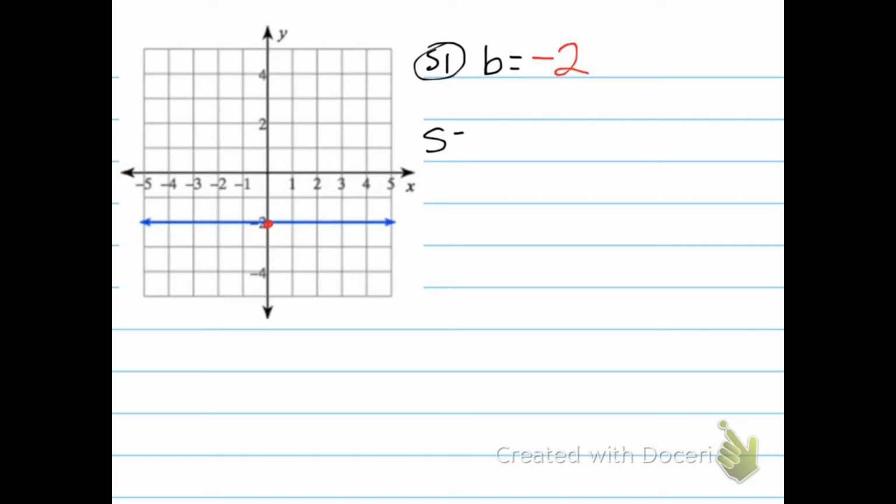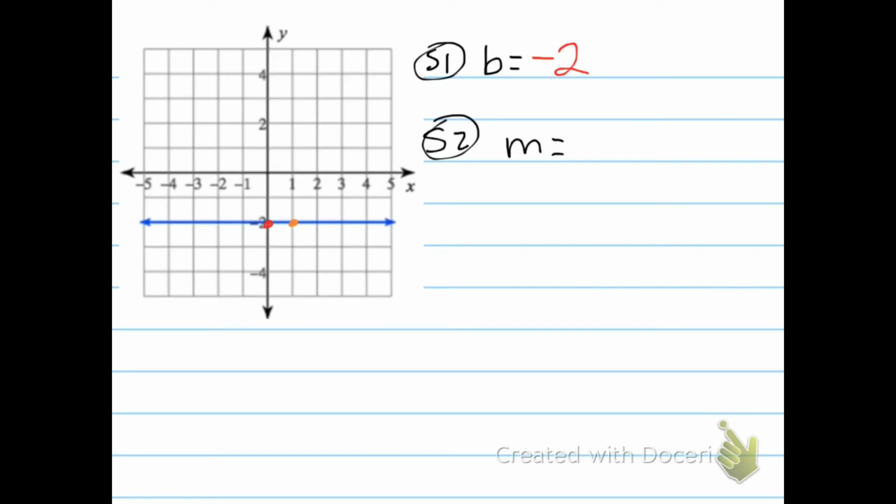Our step 2, which is our slope, let's see. So all of these are really good points, so we can choose any point. So if I choose this one, it doesn't really matter. I can choose this one over here. I'm going to go ahead and choose this one.